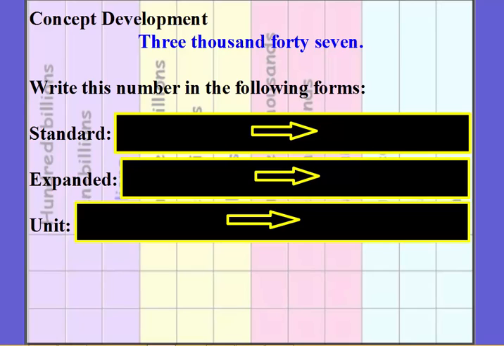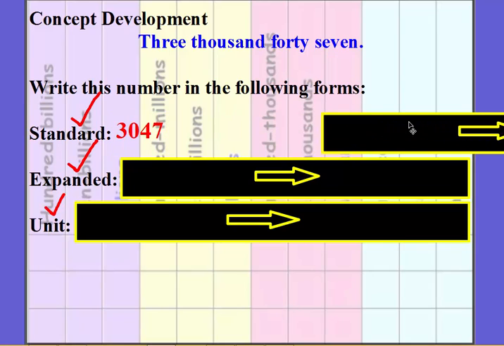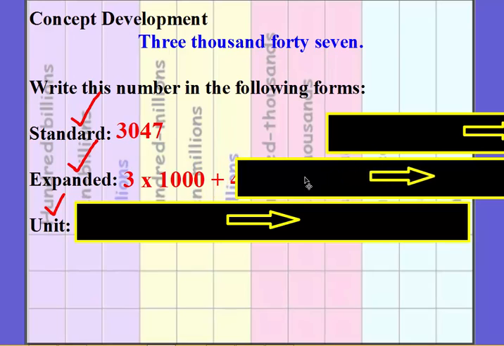Okay, so let's look at this. 3,047. Write this number in the following forms. Today we're focusing on standard, expanded, and unit form. So standard form means we're just writing it like we write a normal number. So 3,047 is 3,047. Expanded form, though, is a little bit different.